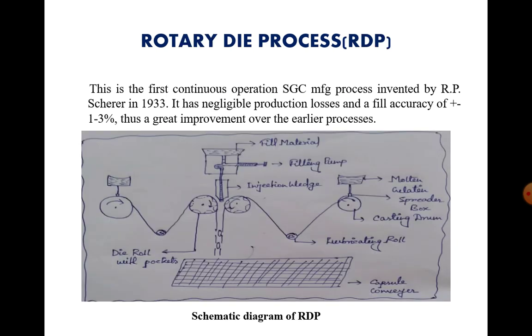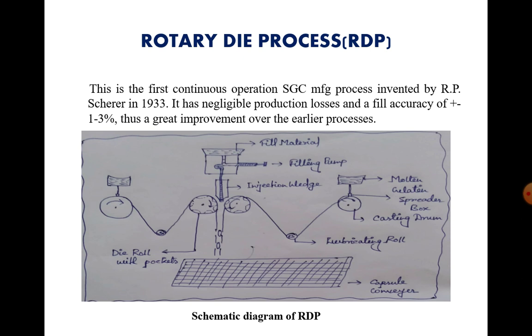Now we discuss the rotary die process, in short form RDP. This is the first continuous operation of soft gelatin capsule manufacturing process which was invented by R.P. Scherer in 1933. It has negligible production loss and a fill accuracy of plus minus 1 to 3%, thus a great improvement over the earlier process. Here is a schematic diagram of RDP or rotary die process.